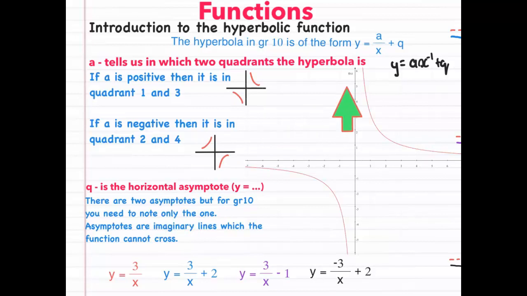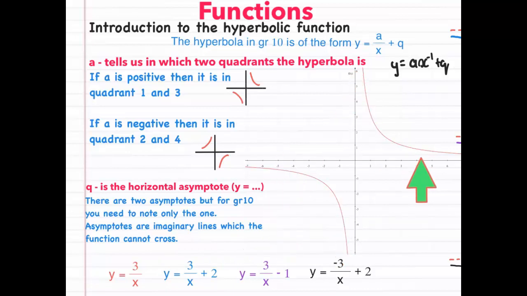Now, please know this, that in the parabola, the plus q was my y-intercept. In a linear equation, the plus c is my y-intercept. But with a hyperbola, the plus q is not a y-intercept. It's actually an asymptote. Now, what is an asymptote? Well, there are two asymptotes, but for grade 10, you need to note only the one. An asymptote is an imaginary line which the function cannot cross. Okay, so asymptotes are imaginary lines which the function cannot cross.